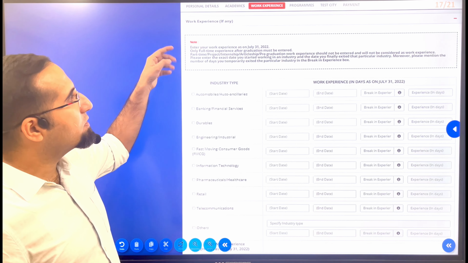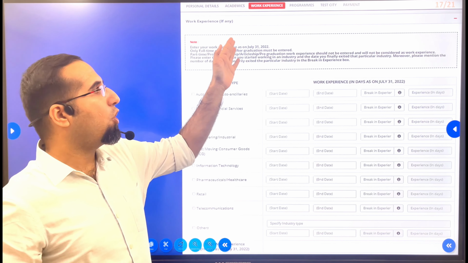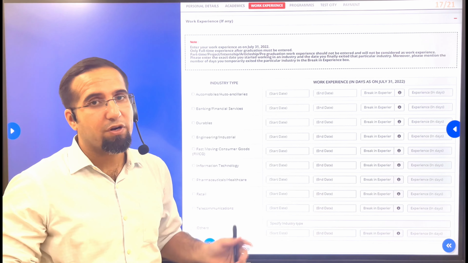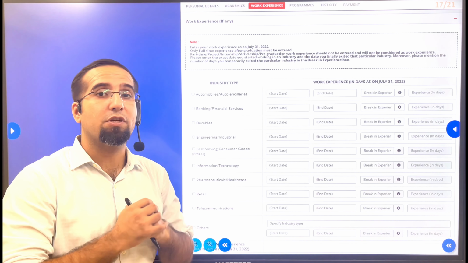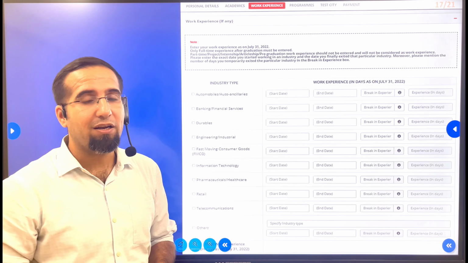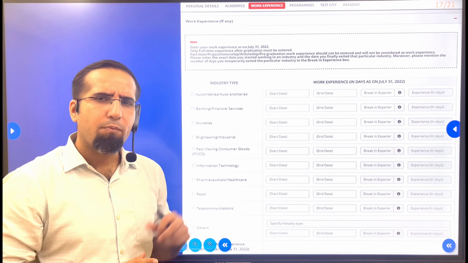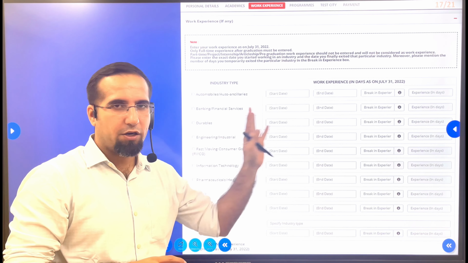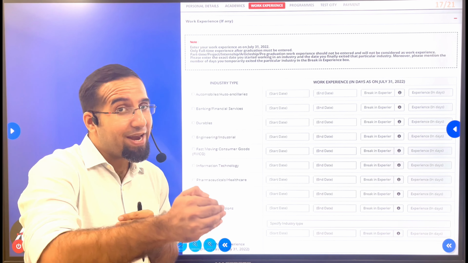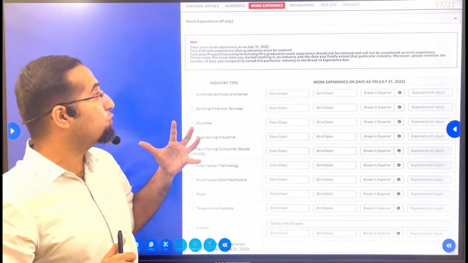Next, part-time internships or pre-graduation experience is never considered as work experience. This is something very important for all of us to understand. We will mention them in our resume, but they have no place in our interview form. So full-time paid experience after graduation should be mentioned.